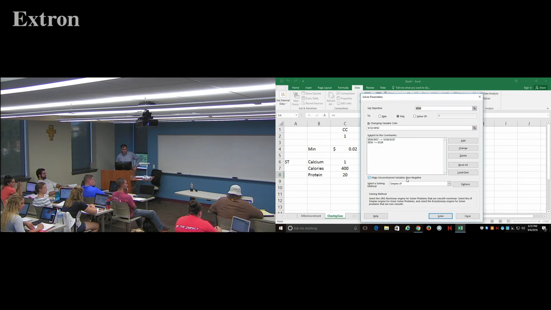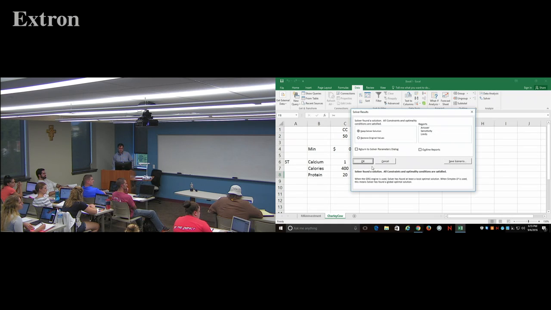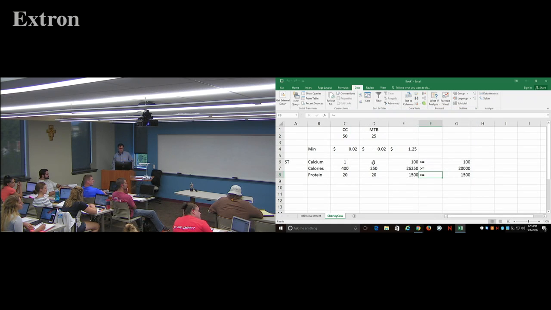I make unconstrained variables non-negative. I click solve. It found me a solution. I click OK. It says if I mix 50 units of cow chow, or ounces, and 25 ounces of Moo Town Buffet, I'm going to meet all those requirements.